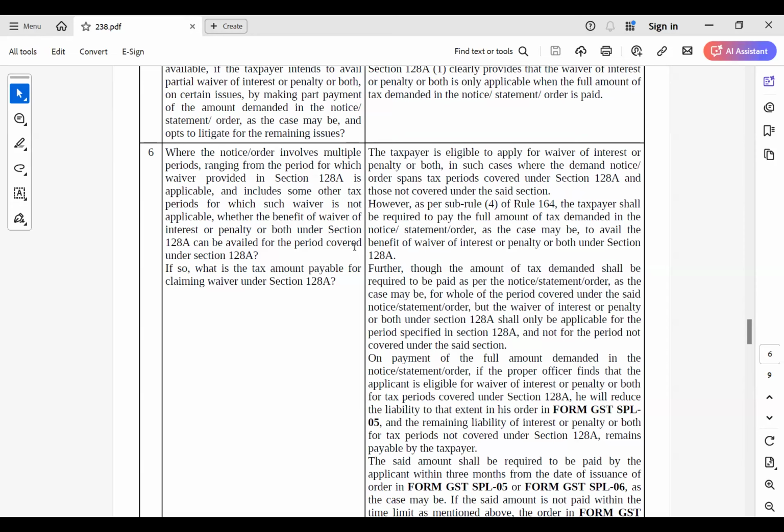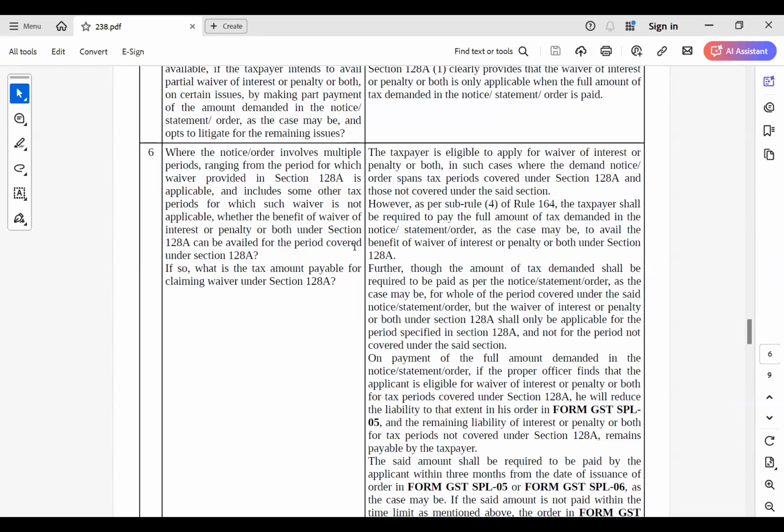It says that the entire tax amount has to be paid for all the years, and then only the application can be filed. Once the application is filed and it is decided that the taxpayer is eligible for the waiver, then for 2021 and 2122, the interest and penalty has to be separately paid after issuance of the order for eligibility for the scheme, and it has to be paid, as far as I remember, within 3 months from the issuance of the order. So this is how this point number 6 goes.